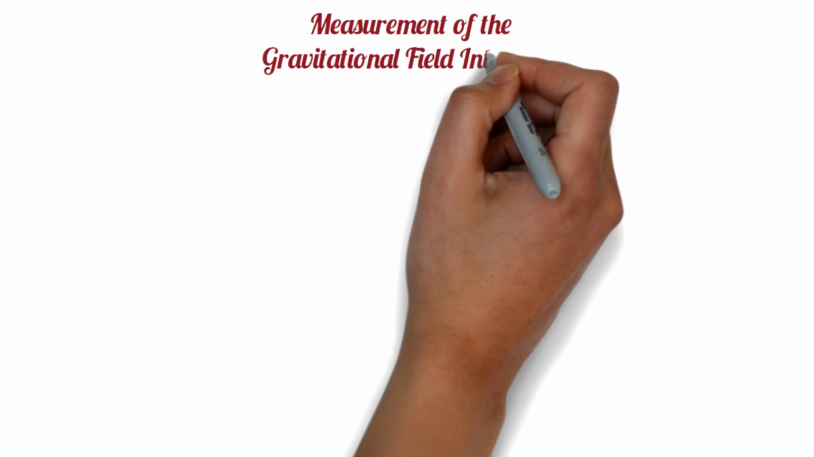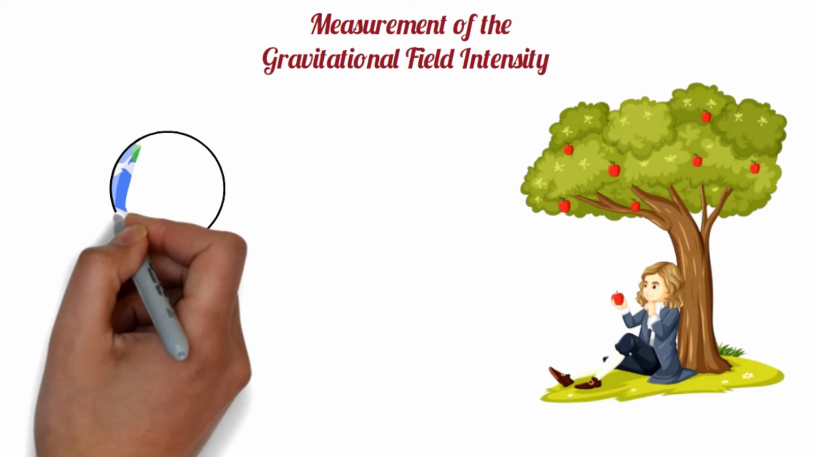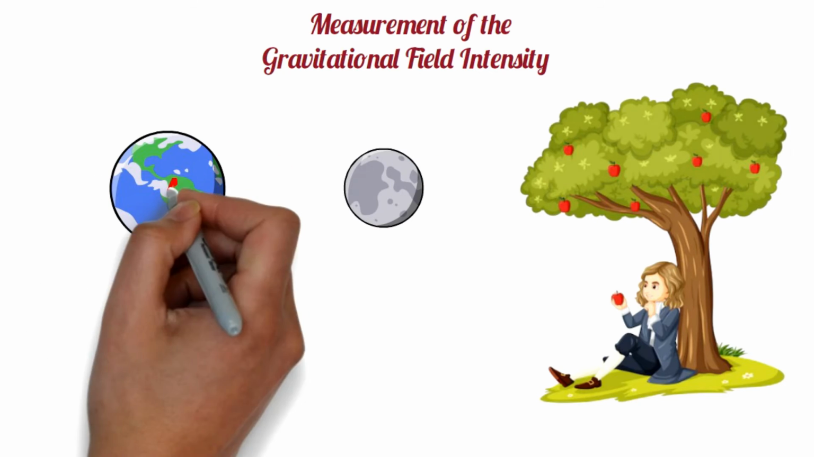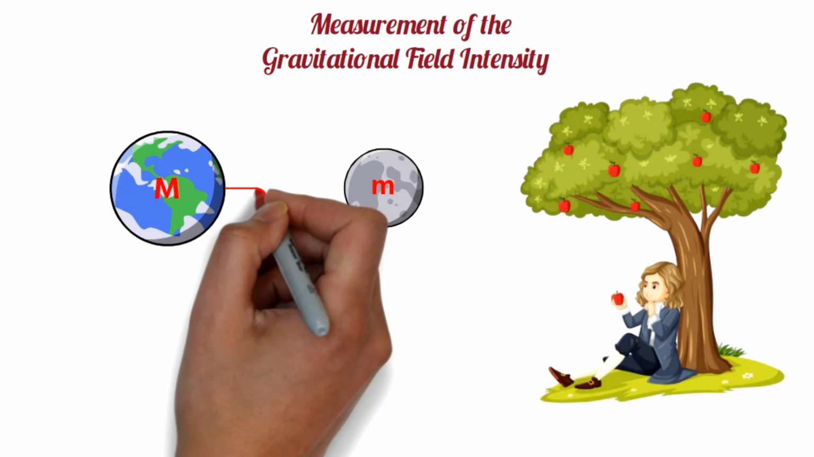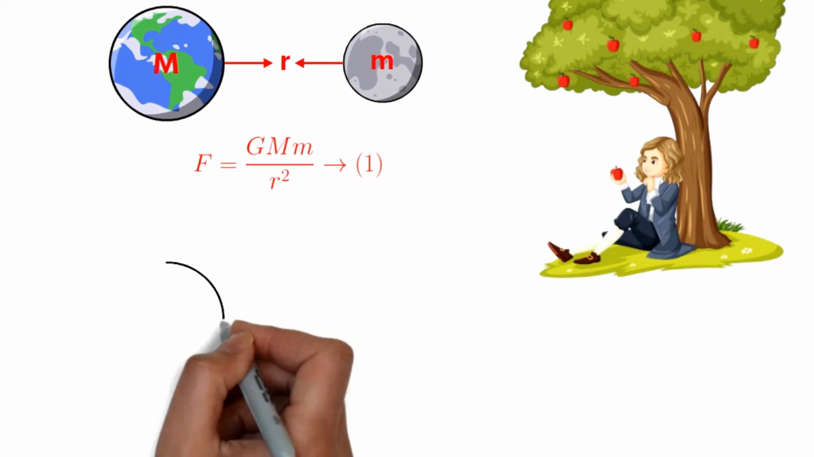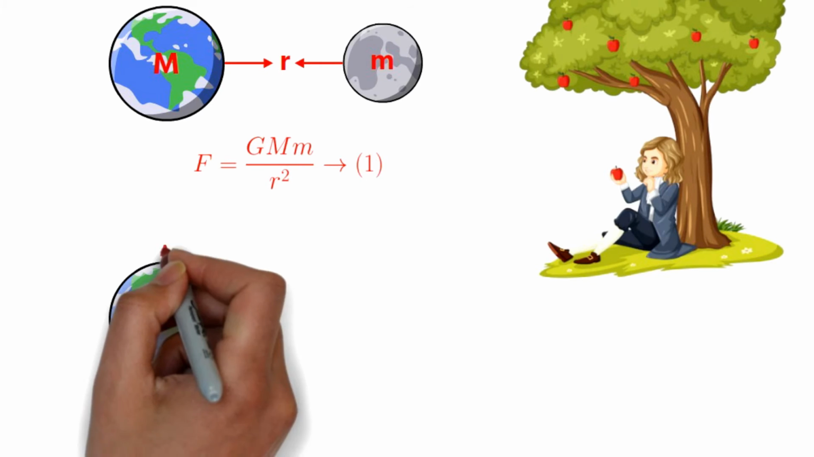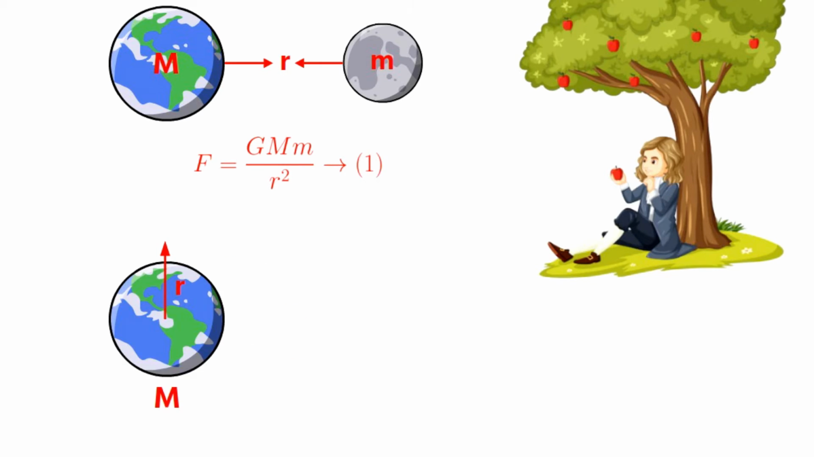Measurement of the gravitational field intensity. From Newton's law of gravitation, we know that the gravitational force between two objects of masses capital M and small m, separated at a distance of r, is F = GMm/r². Now for an object of mass capital M, we need to determine the gravitational field at a distance of r from its center. So, if we take small m equals 1, then according to the definition, we will get the gravitational field due to the object of mass capital M, at a distance of r from its center, and that is E = GM/r².